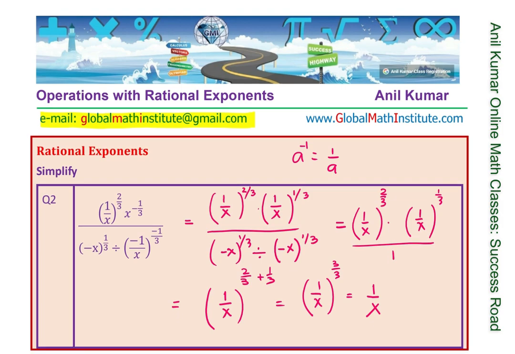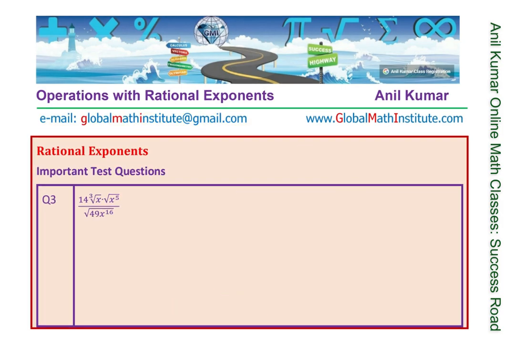Let's continue and answer the last question. Looks complicated. Let me rewrite the question here. We have 14 in the numerator, the number 14, cube root of x, right, times square root of x to the power of 5. In the denominator, we have square root of 49 x to the power of 16.